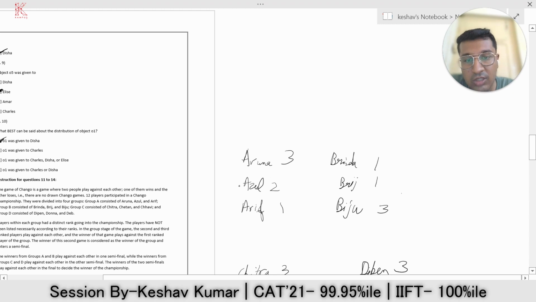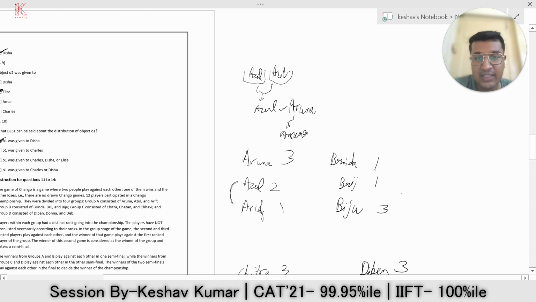So Azul's first match would have been against Arif. The first game in Group A would have been between Azul and Arif, which must have been won by Azul, and he must have played with Aruna, and Aruna must have won that. That's the only way I can explain why Azul has 2 and Aruna has 3. And yes, as I know, Aruna just played 2 games.